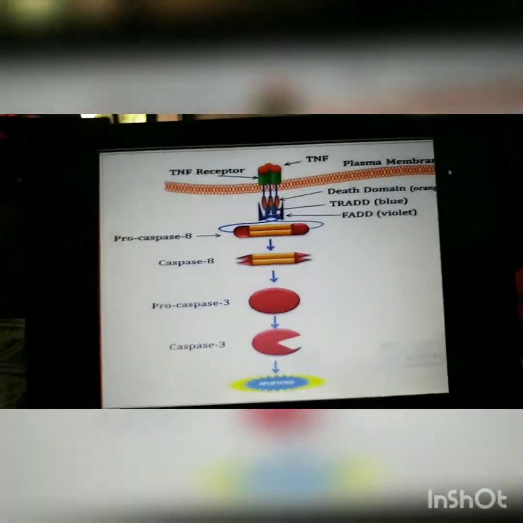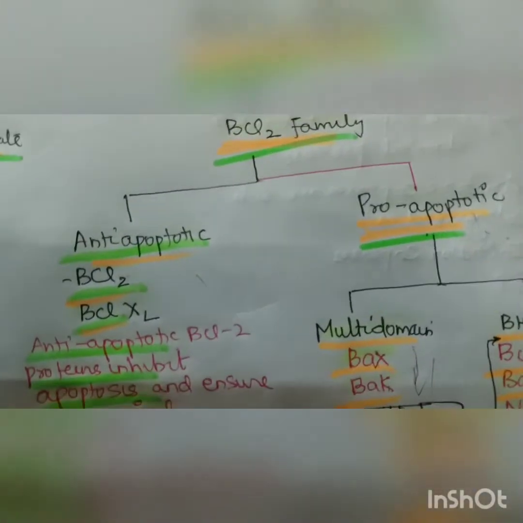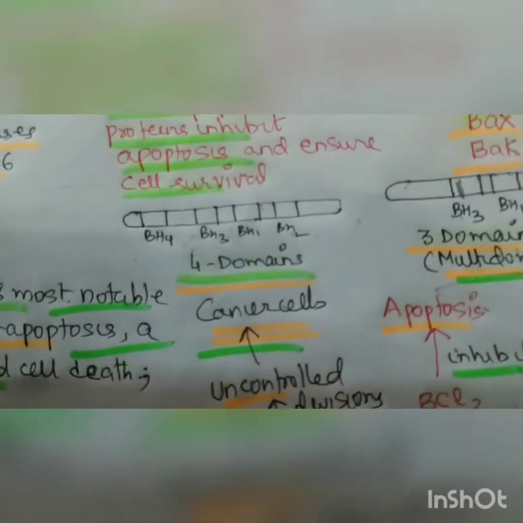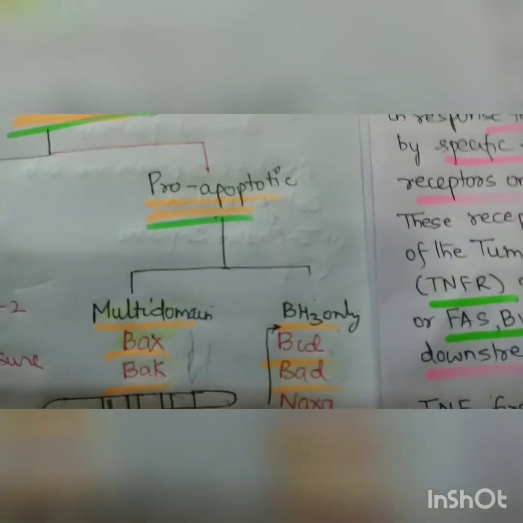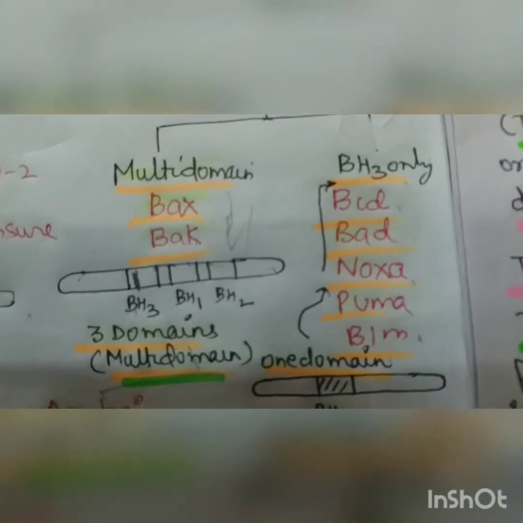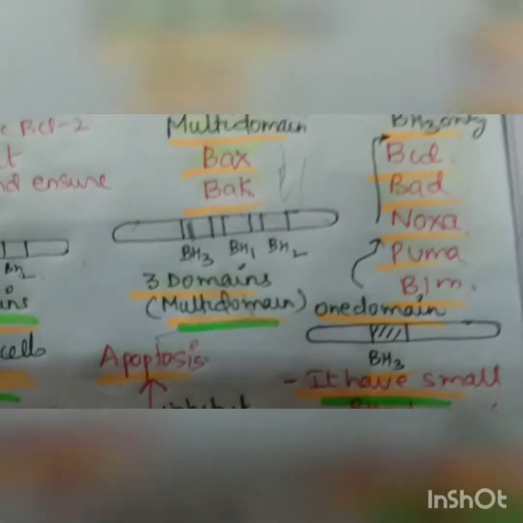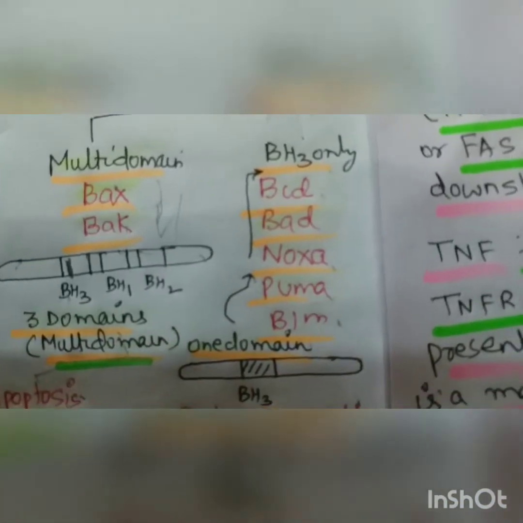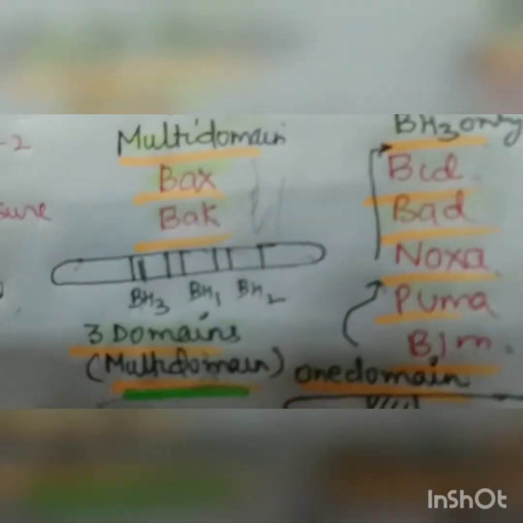So this way it finishes, and I want to again revise this for you. These are the BCL2 members, that is anti-apoptotic BCL2 and BCL-XL. It is made up of 4 domains, and then we have the pro-apoptotic multi-domain BAX and BAK, which cause pores in the mitochondria. They have 3 domains, so also called multi-domain, and then BH3-only, which has only 1 domain, BID, BAD, NOXA, PUMA, which catch hold of these BCL2 and allow BAX and BAK to form pores.